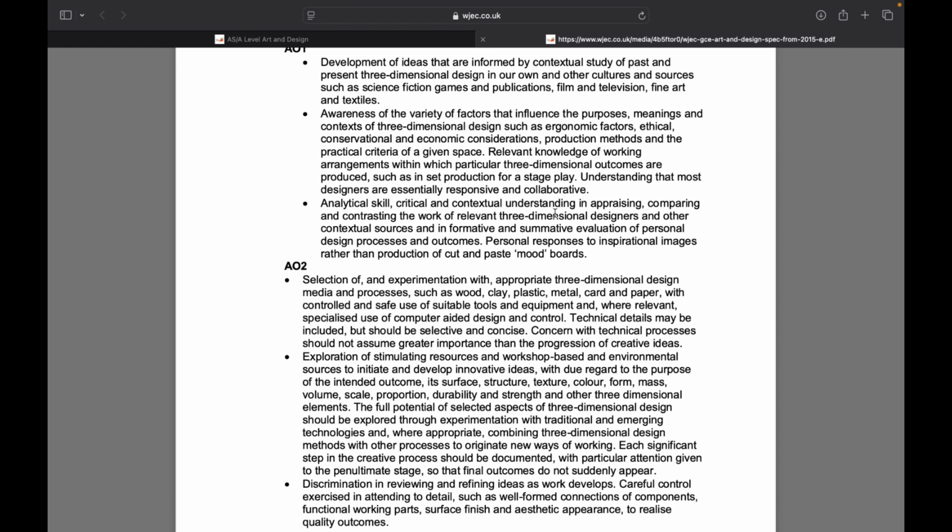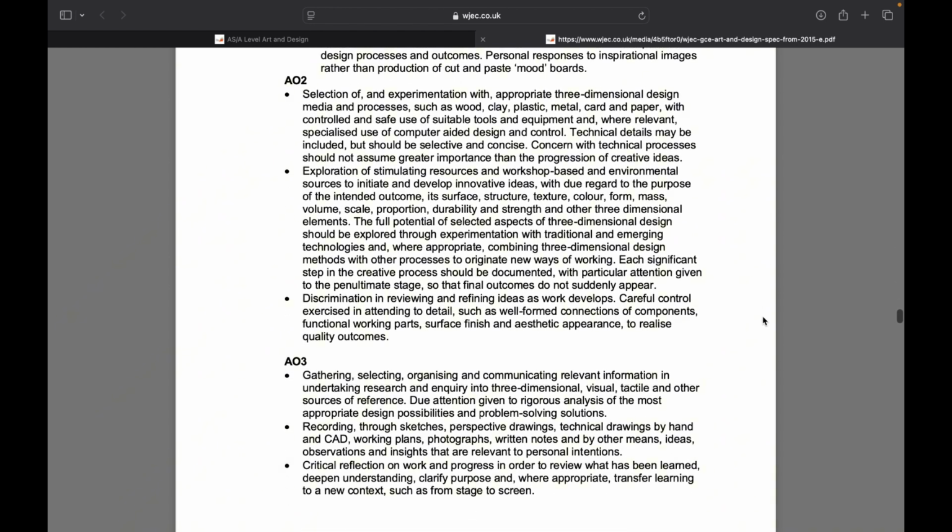So I'm not going to go into that point more. If you have a look at my last video where I explained it at AS, then it goes into a little bit more detail. I'm just going to skim and scan and see if there's anything that I want to refer to within AO2. Now, if we remember, AO2 is talking about the creative making process. So specialised use of computer-aided design and control. We're talking the best architectural pieces that you can do on Fusion.